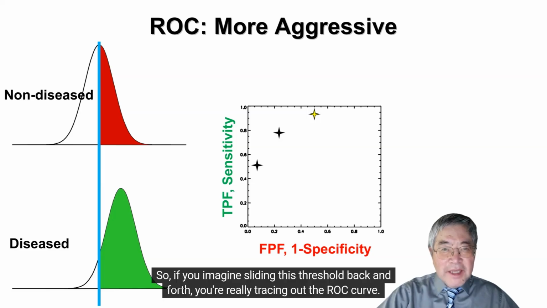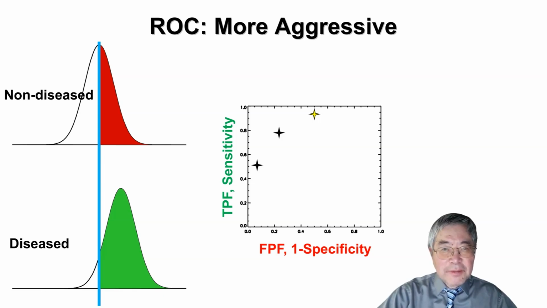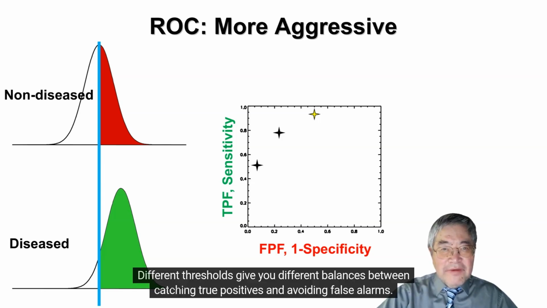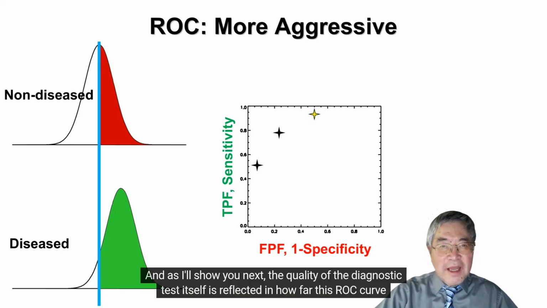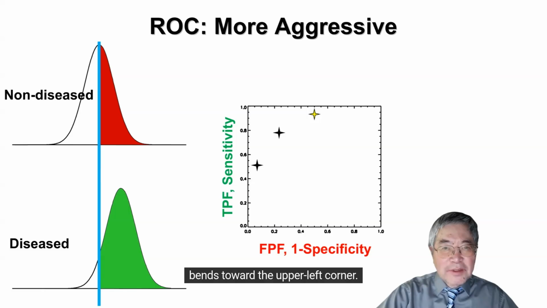So if you imagine sliding this threshold back and forth, you're really tracing out the ROC curve. Different thresholds give you different balances between catching true positives and avoiding false alarms. And as I'll show you next, the quality of the diagnostic test itself is reflected in how far this ROC curve bends toward the upper left corner.